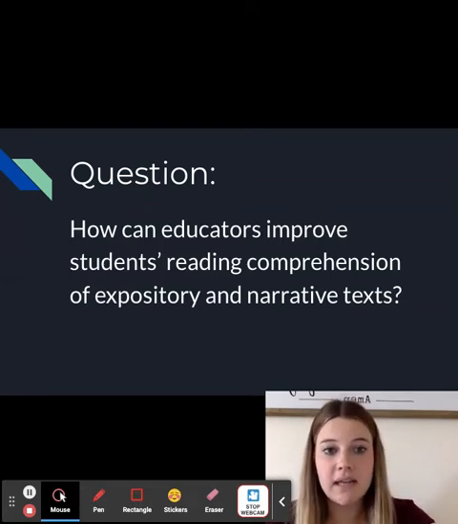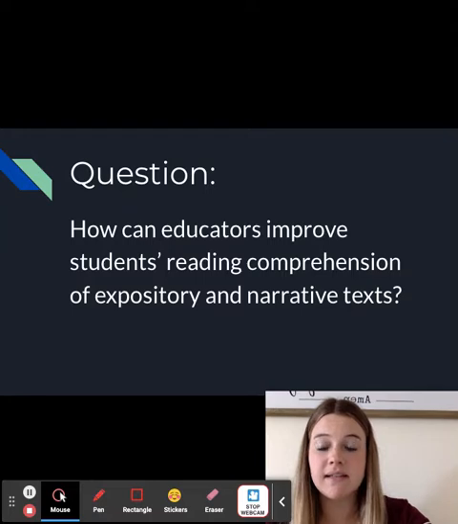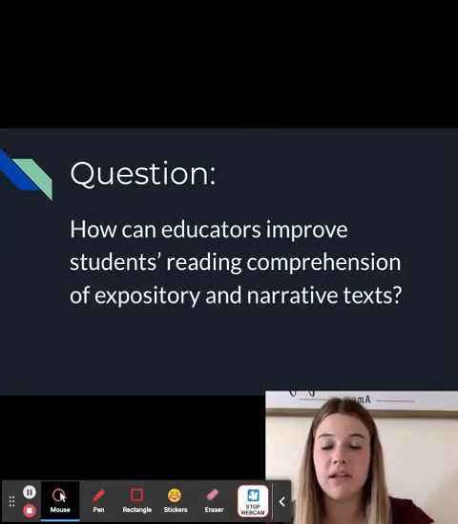In addition, as I was doing my research, I found out that less than 1% of all classroom instruction time is spent teaching comprehension strategies. So, what we are doing as teachers is we are giving our students these texts and we're saying, read these and tell us what they're about, but we're not giving our students the skills that they need in order to comprehend them. So, we know that comprehension is a problem, but what are we going to do to fix it?